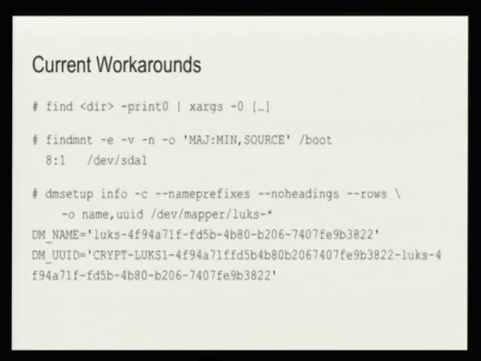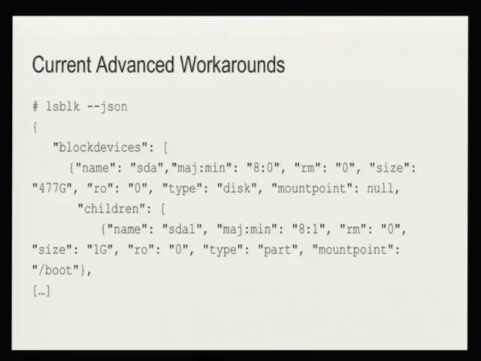So current workarounds: print zero was some of that, where you have spaces in there and you don't want to make the error of missing the space in file names. Other workarounds are specifying what you want to see in the output, like here with findmnt, or even with DM setup, where you get a shell eval-parsable environment variable which you can work with. And then the workarounds go as far as lsblk outputting JSON. So that's really advanced in the case of CLI tools.